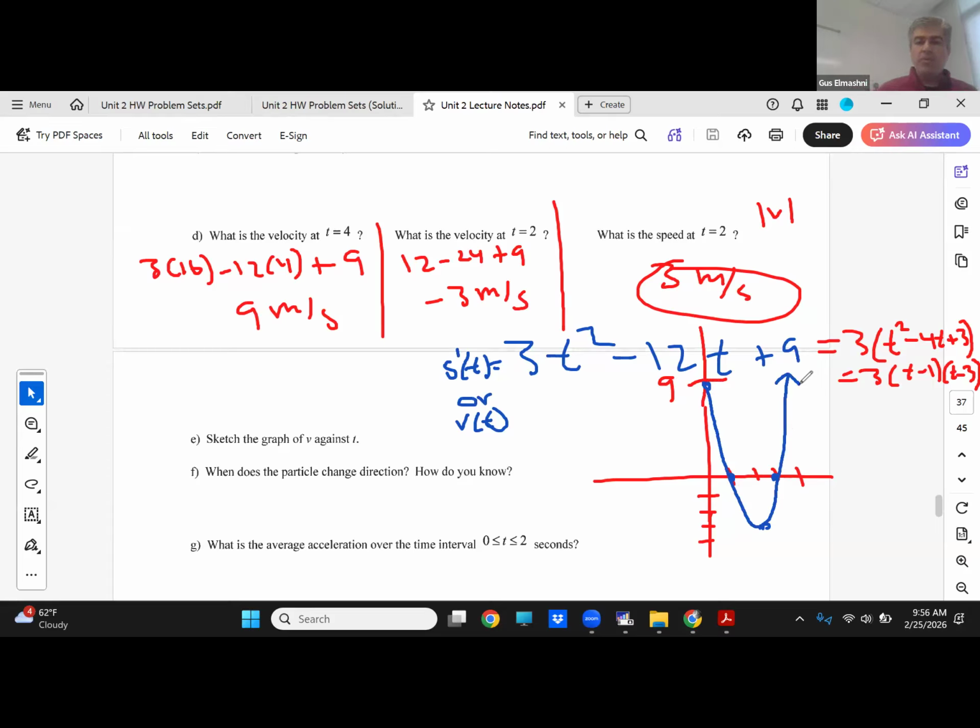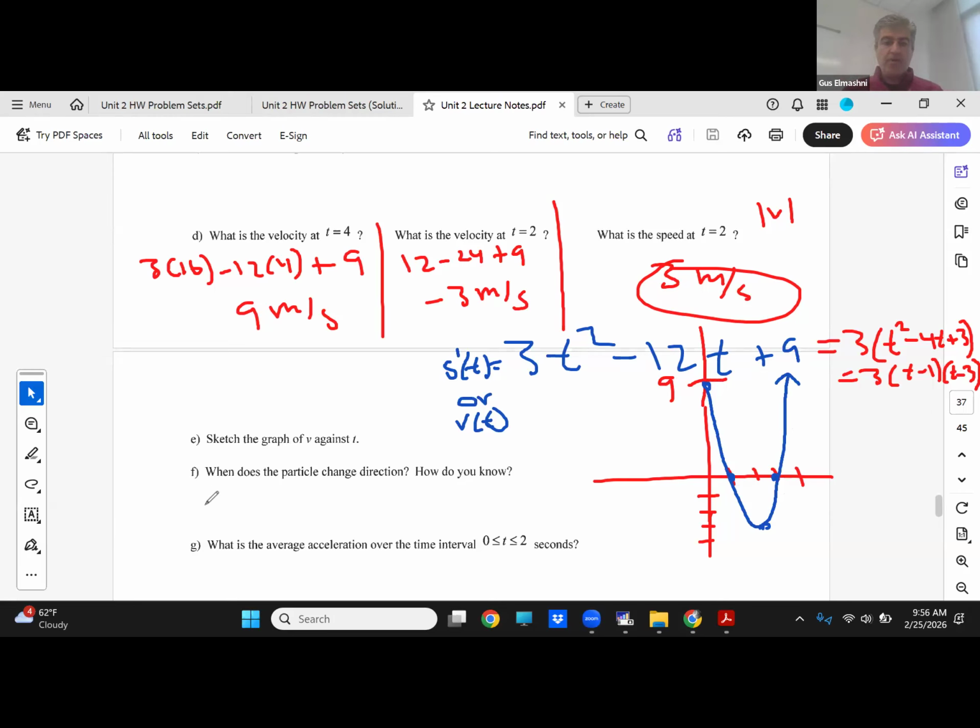Okay, so we can see now that, okay, cool. So that's my velocity curve. So yeah, there's a sketch.